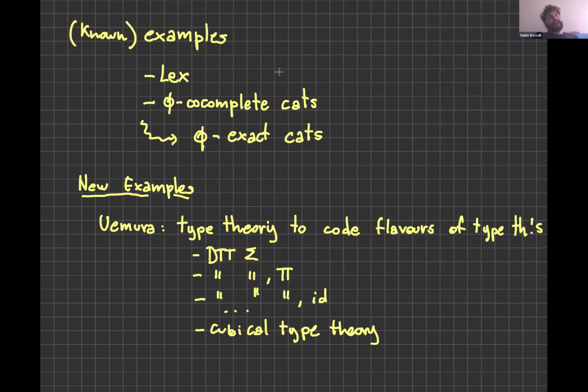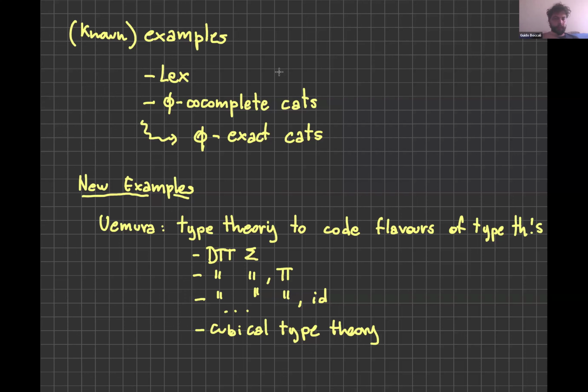But this is still pretty useful to have, because if we tensor the lex categories with the phi-complete ones, we get the phi-exact categories, so the ones in which the phi colimits commute with finite limits, which are exactly the ones that one would want in categorical logic. And then we have new examples.